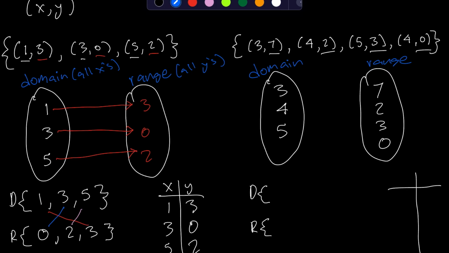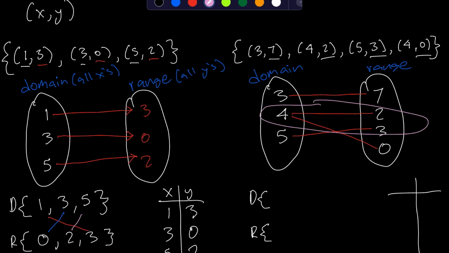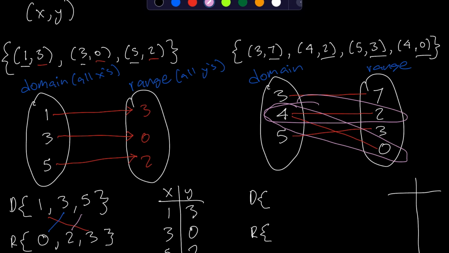Now, let's draw some arrows. So I'll use red. So 3 goes with 7, 4 goes with 2, and 4 goes with 0, and 5 goes with 3. Because of this 4 right here, which I will actually circle to make it a little easier, because that x value brought in two different y values, this is not a function. This relation is not a function.